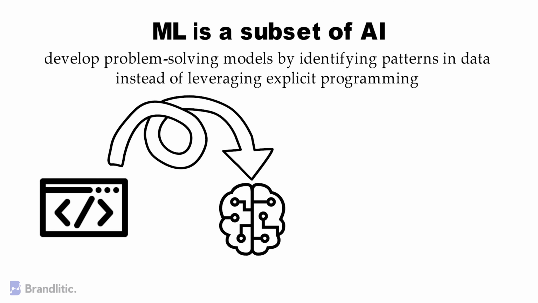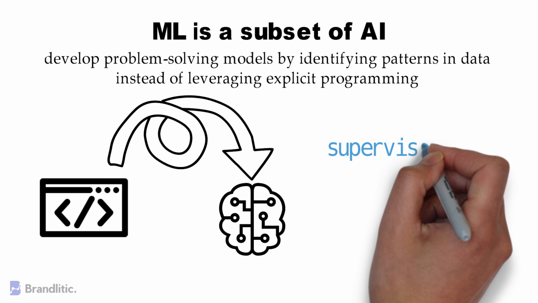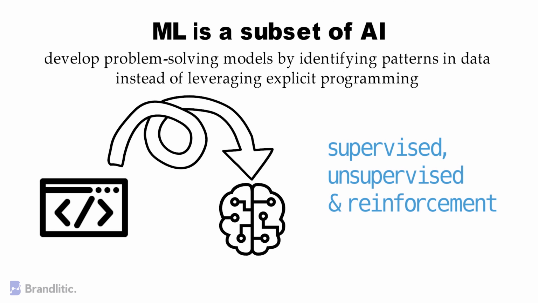In this context, we can divide machine learning types into supervised, unsupervised, and reinforcement learning. Let's look into each of them one by one, starting with, what is supervised learning?